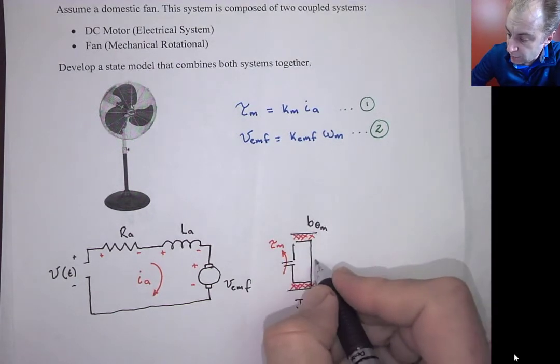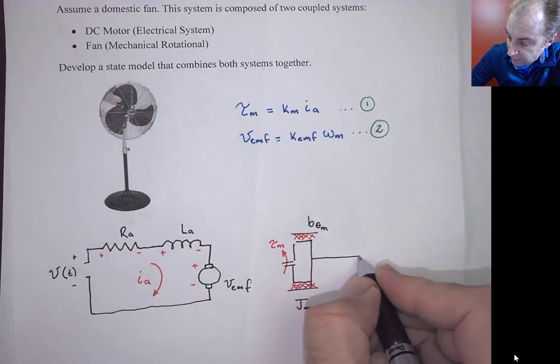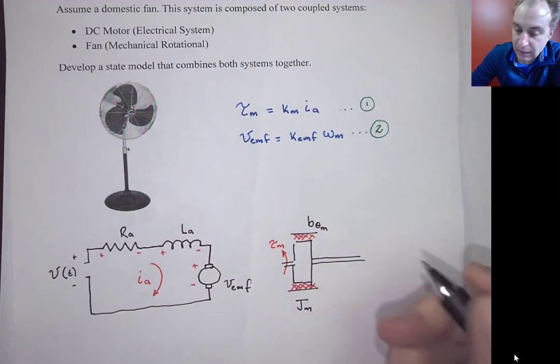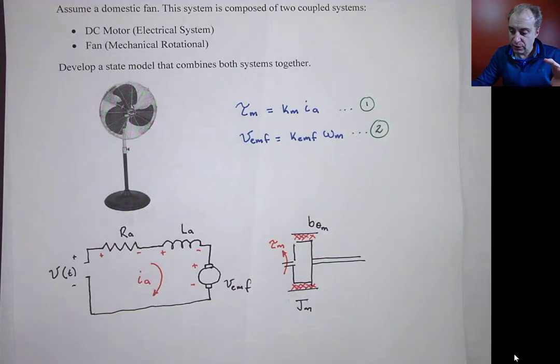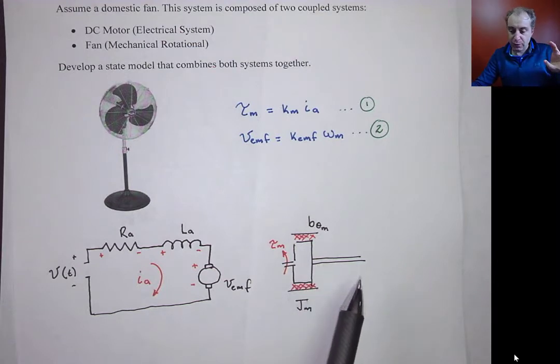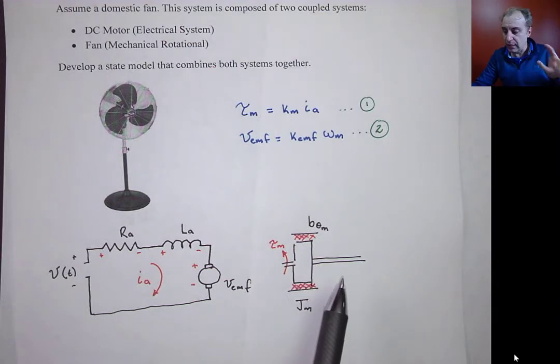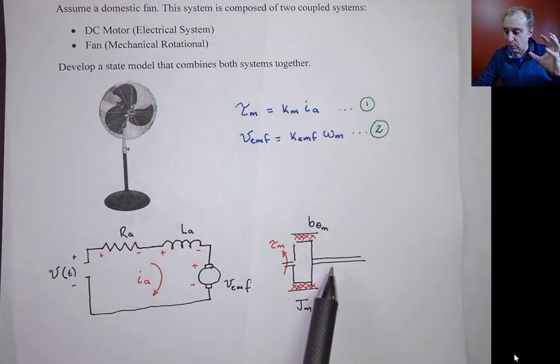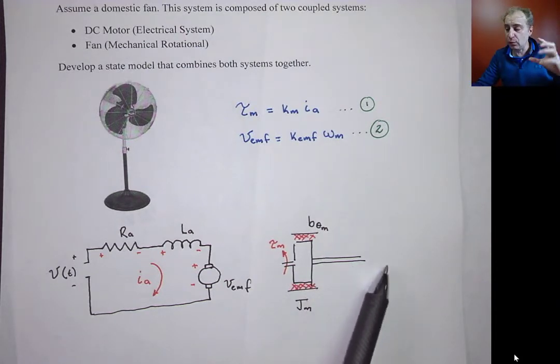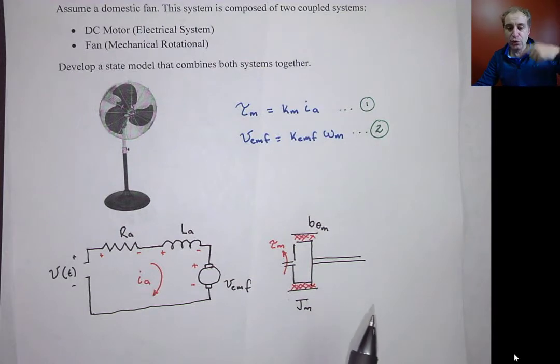Then we're going to consider a flexible shaft, and the idea is that as you start applying the voltage, that flexible shaft would start twisting, and at some point it will build enough torque that will allow it to move the fan.